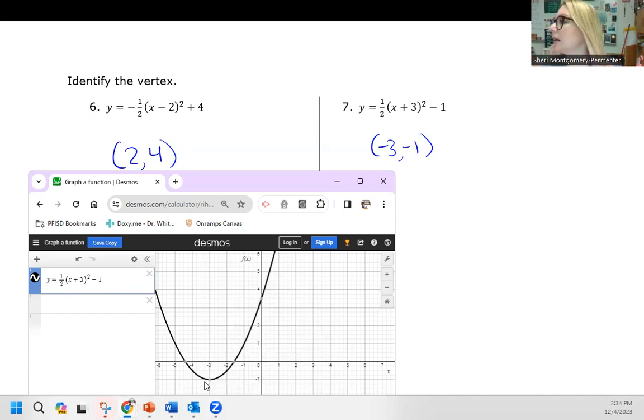Very good. Again, you don't have to take the time to type it out. If you can remember that everything in parentheses is opposite, so it'll be +2, and then the stuff after parentheses is the same. So it's +4.